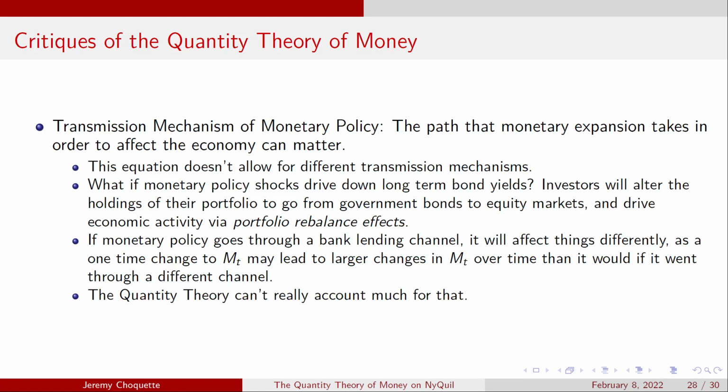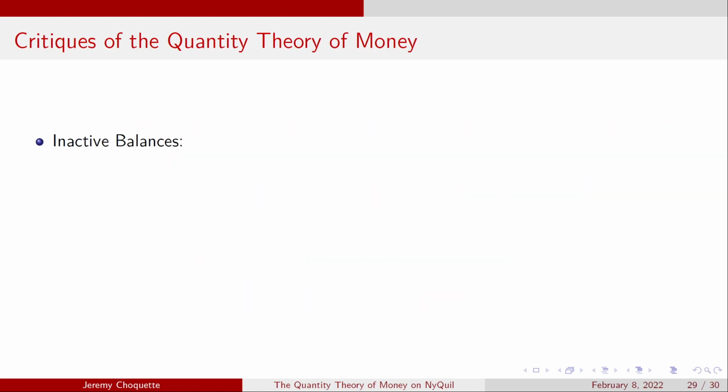Well, if you go back and look at the equation, MV equals PY, there's nothing in there about the money base. There's the money supply, which is related to the money base, but it's not the money base itself. There's nothing in there for stock markets. There's nothing in there for yields. It can't really account much for these transmission mechanisms, be it portfolio rebalance or bank lending. There are tons of other transmission mechanisms of monetary policy as well, and the quantity theory can't do much for that.